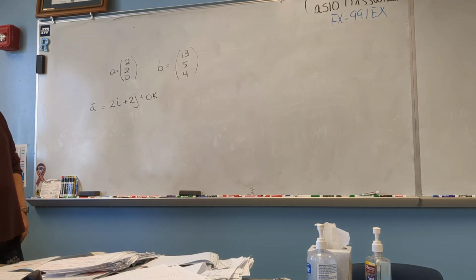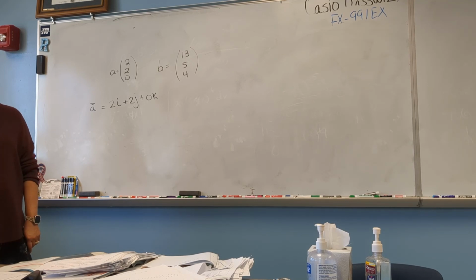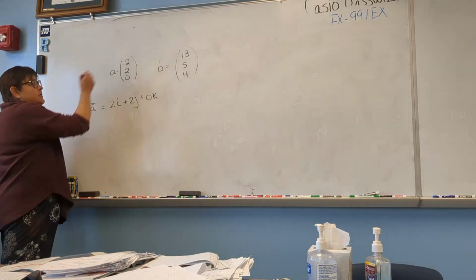Are there ever vectors that have a negative I or negative J? Yeah. So will they include that in the parentheses? It would be like a negative 2. Okay. Yeah.